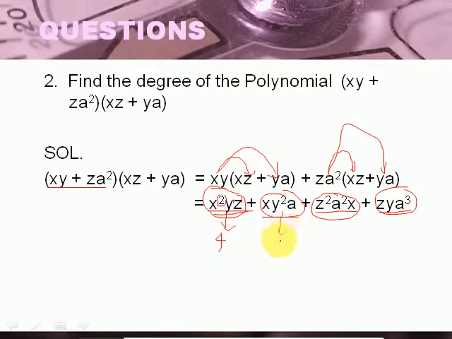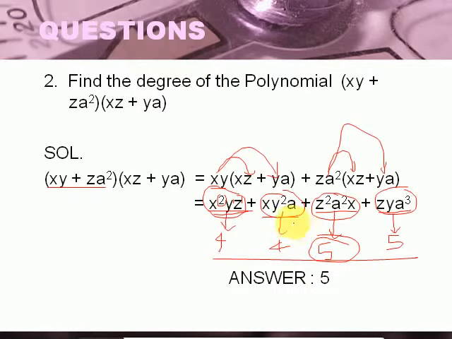Similarly, the power of this term is also 4. In the same way, the power of this term is 5, and the power of this term is also 5. So among them, which is greatest? It is 5. So the answer to this question is 5. Now, even in the degree of polynomials with multiple variables, we can use that shortcut trick which we used in the degree of polynomial with one variable. Okay, let us understand this better with one more example.